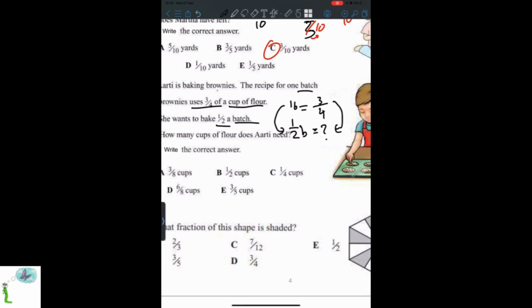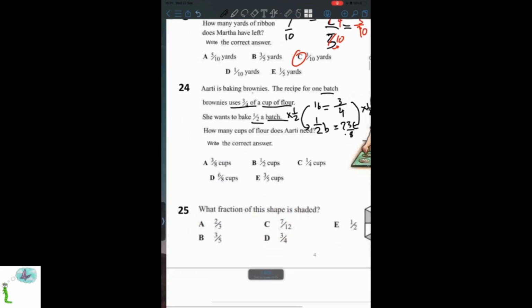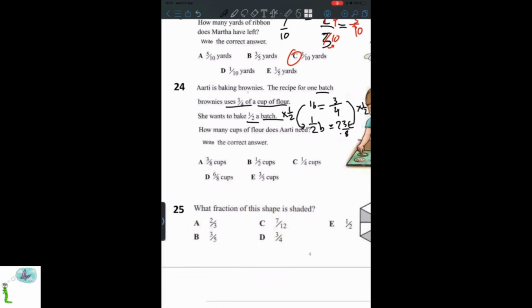So to get from one batch to half a batch, we're halving it, basically timesing it by a half, or timesing it by 0.5, and we're going to times this by a half as well to get the same thing. And if you do 3 over 4 times a half, you're going to get 3 over 8, which means for half a batch they need 3 over 8 cups of flour, and that's your answer. Bosh.